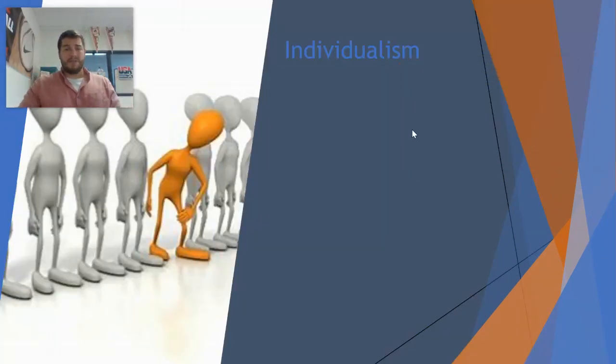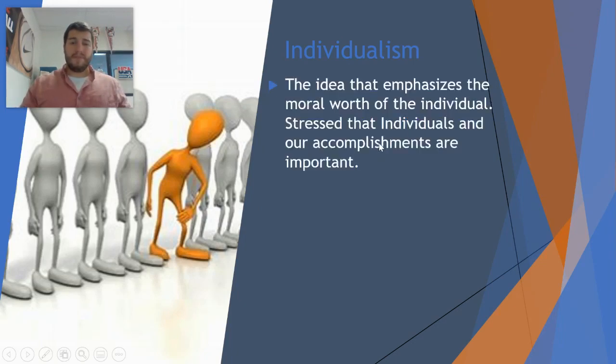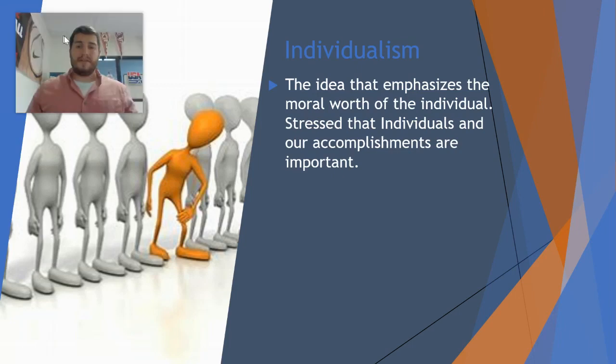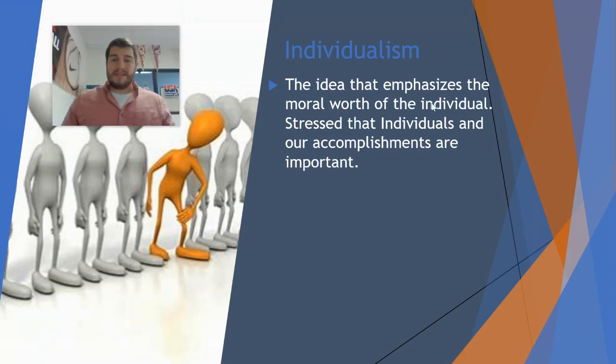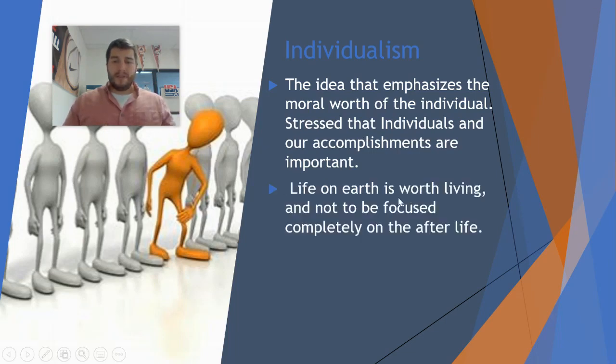The word individualism. Now, we've talked about how in the Renaissance there's going to be more of a focus on the individual. Individualism is another ism, just like humanism, that's going to play a major role in the Italian Renaissance. It basically is that the individual is worthy of things. It says that you are a person, your accomplishments are important, how you feel is important. Just because you're not godlike doesn't mean you're not worthy of art and literature and poetry, etc. It said life on earth is worth living and not to be completely focused on the afterlife.